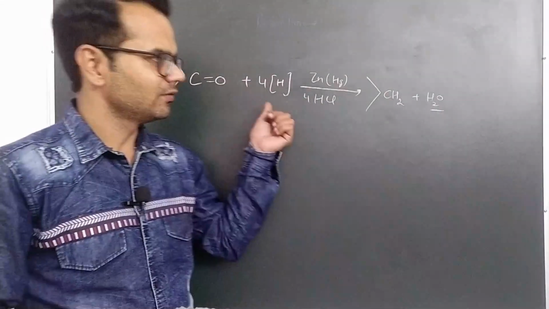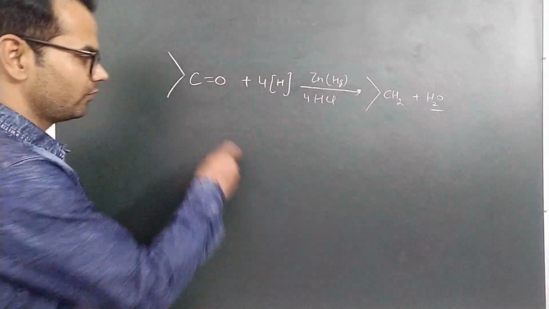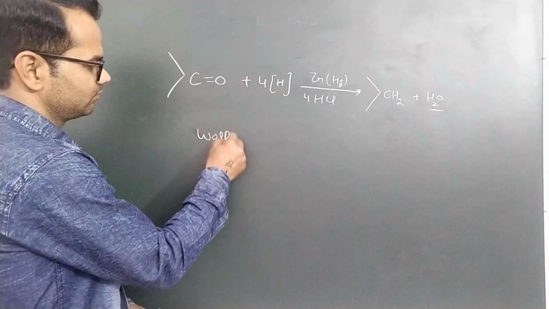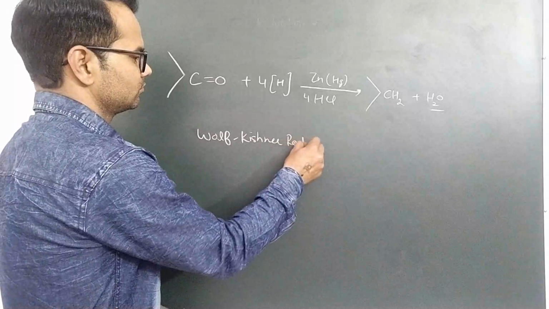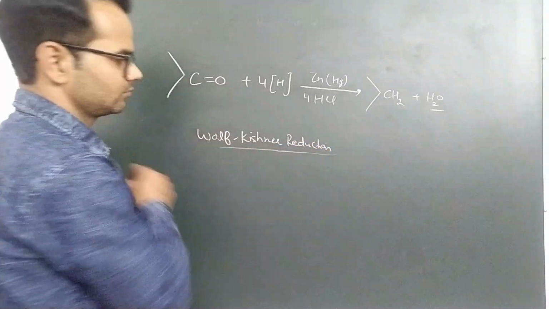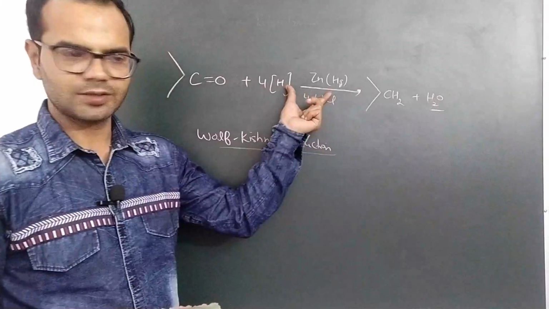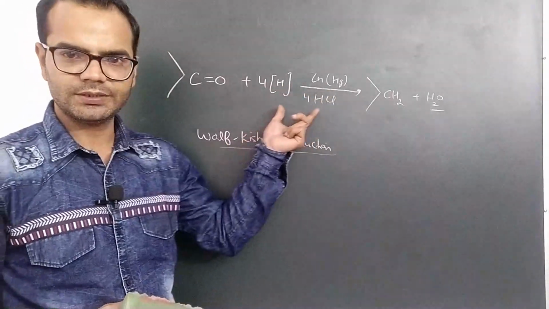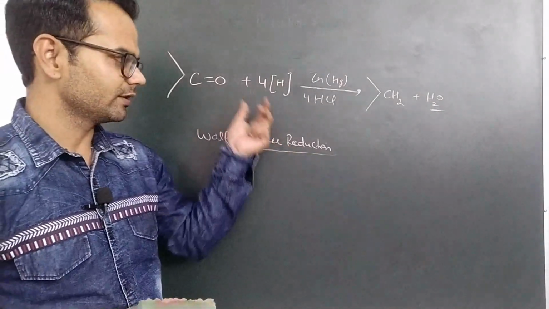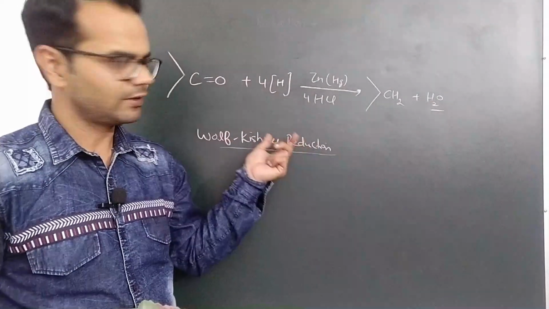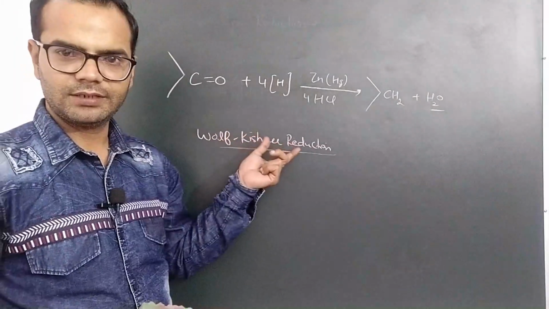In the next segment we will discuss the reduction in basic medium. That will be our Wolff-Kishner reduction. In acidic medium, the reduction is Clemmensen. This is our Clemmensen, but in the next segment we will discuss reduction in basic medium. That will be Wolff-Kishner reduction. Both are important for CBSE as well as competitive exams. We will discuss it in the next segment.